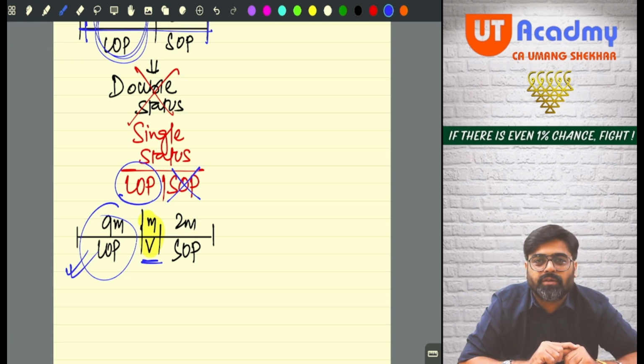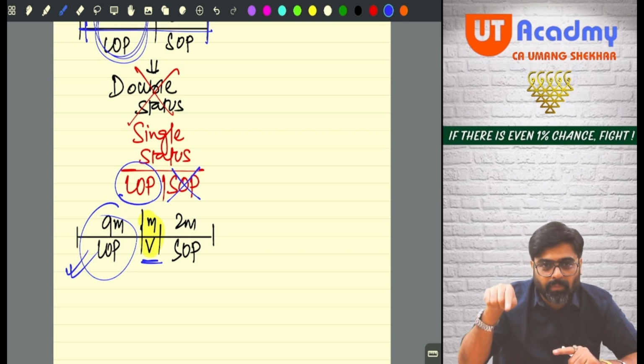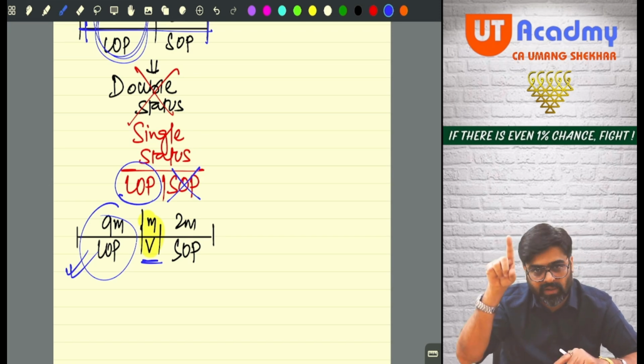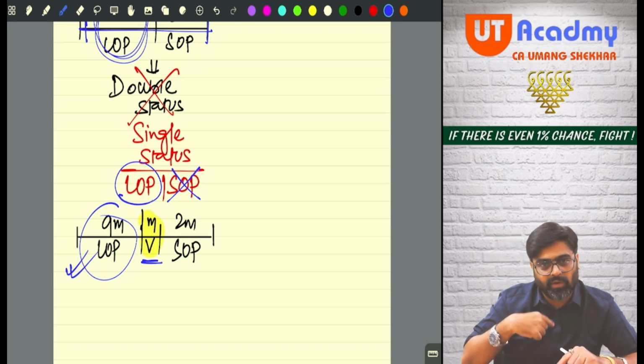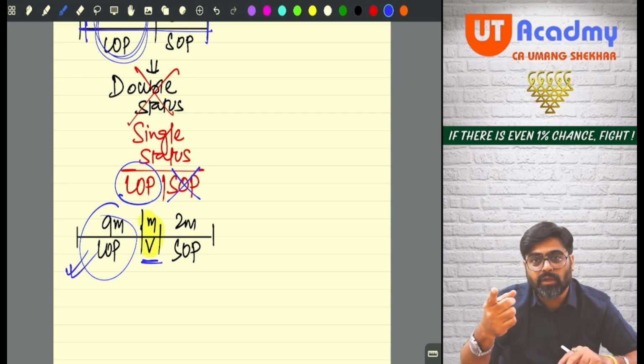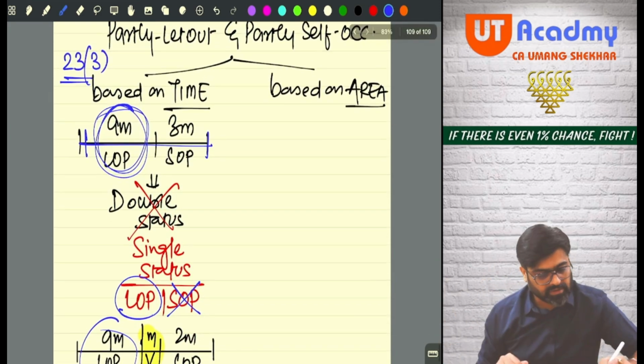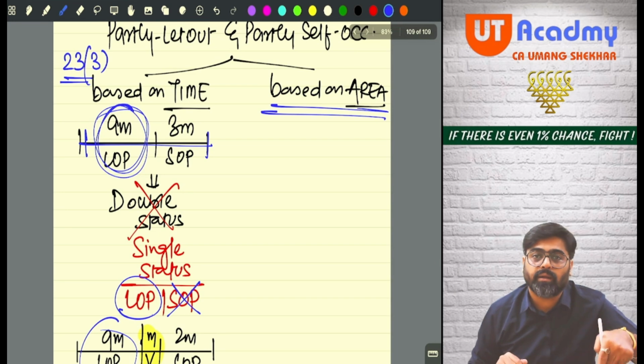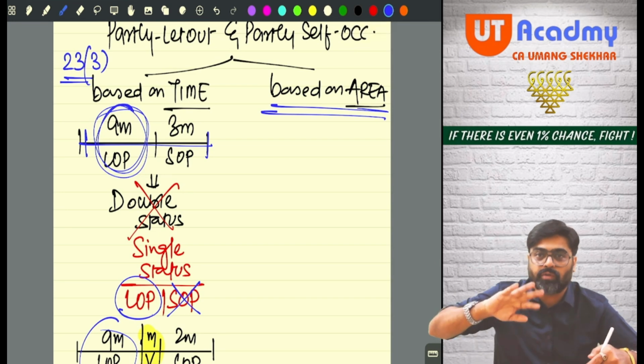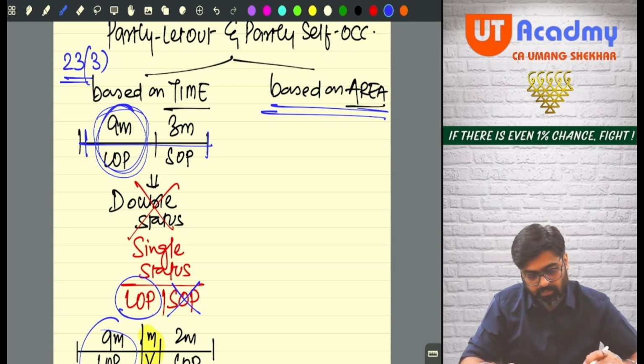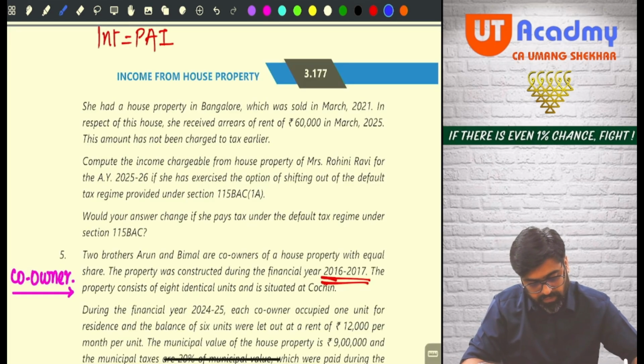Hello friends, did you understand? So when the property is partly let out, partly self-occupied based on time, you are supposed to calculate like this. Are we going to solve one question on this? Then after solving that question, I will bring you to this part. So first we are going to solve one question.